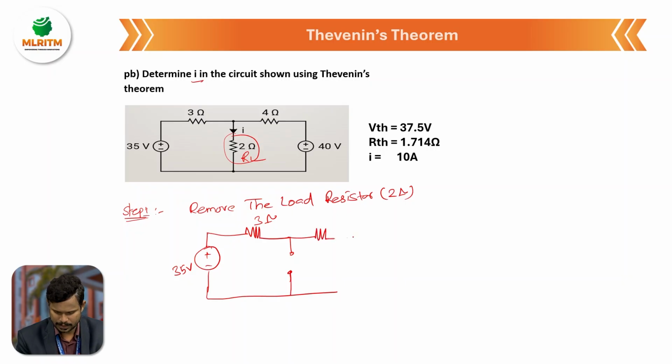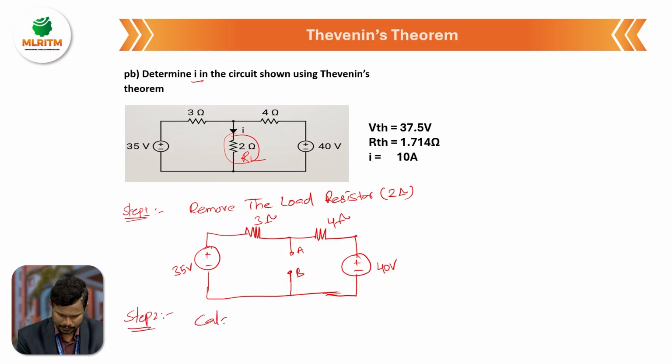Remove this load resistor and the 4 ohm resistor, and the second source is this. Another source is the 40 volt source. Now name these open terminals as A and B. And step number 2.